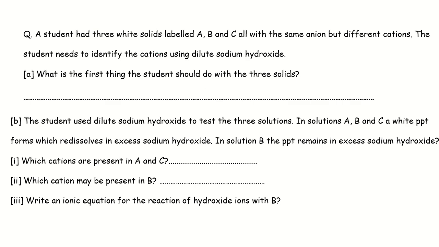Okay, next one, the student has 3 white solids. So when they're white, we're thinking magnesium, aluminium, zinc, ammonium, any group 1, group 2. So again, it doesn't help us loads, but it gives us a bit of info. It rules out coloured ones like iron 2, iron 3, copper. Okay, and they all have the same anion, but different cations. So that's important, bear that in mind as we go through the question. The students need to identify the cations using dilute sodium hydroxide.